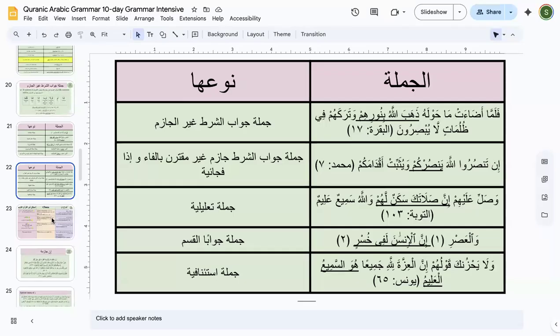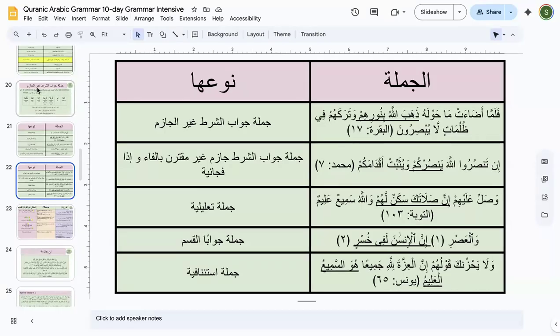When I covered with you silatul mawsul, what did we talk about the silatul mawsul? What is the status of silatul mawsul? La mahalla laha min al-i'rab. When we talked about khabar, we never talked about khabar together. But if I asked you what's the status of khabar as jumla, what will be the status? It's always going to be raf'in status, right? It is going to be considered fi mahalli raf'in.